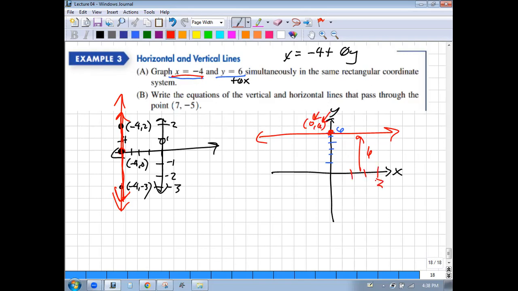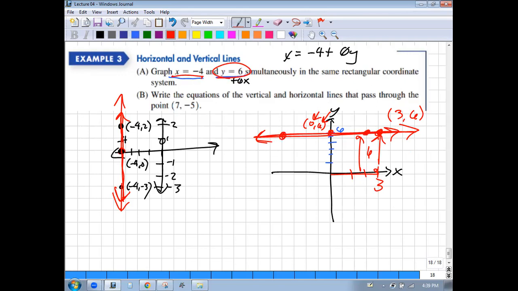1, 2, 3. This point here is (3, 6). I've gone to the right 3 and I've gone up 6. Right? The point is every single point on this line, the y value is 6, and x can be any number you want, right? You go over here, x has a different value.